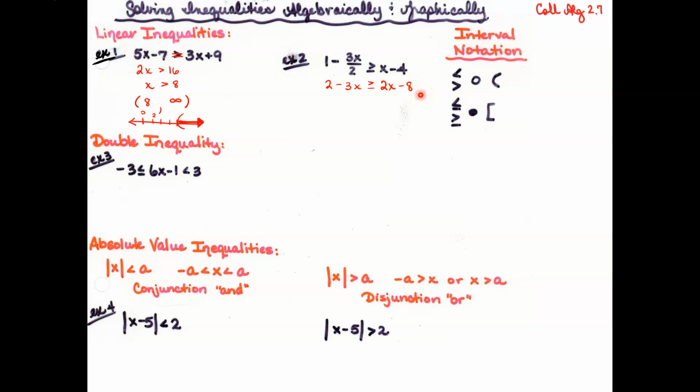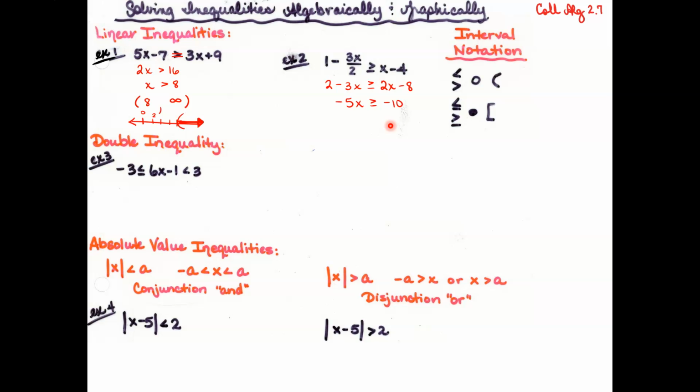All right, so let's get all of our x's on one side. I'm going to subtract the 2x over here, so that'd be negative 5x. And then I'm going to subtract the 2 over here, so that'd be negative 10. Now, to get x by itself, what do I do? I divide by a negative 5.